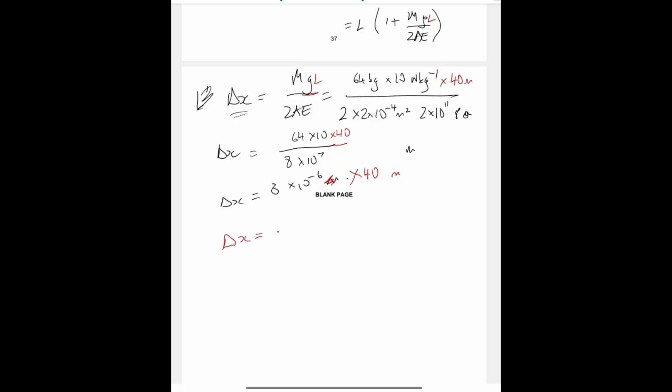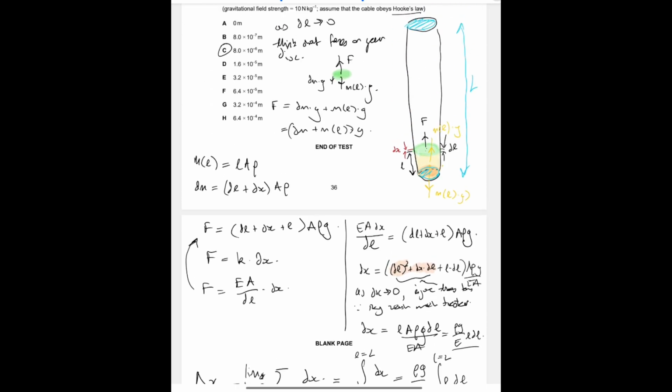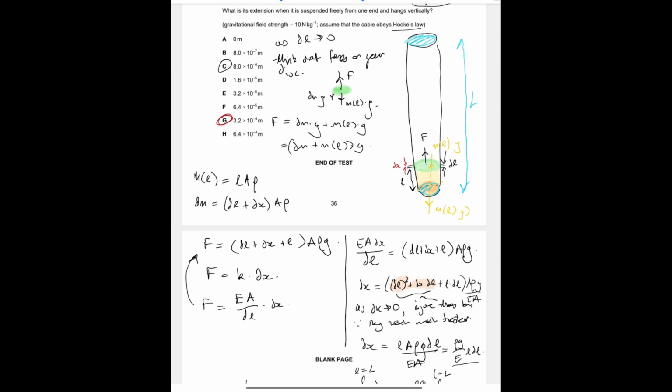So the actual answer is delta x equals, what's that? That's 320 times 10 to the minus 6 meters, which is 3.2 times 10 to the minus 4 meters, which is option G, which is the actual answer. Okay, there we go. Got it right.